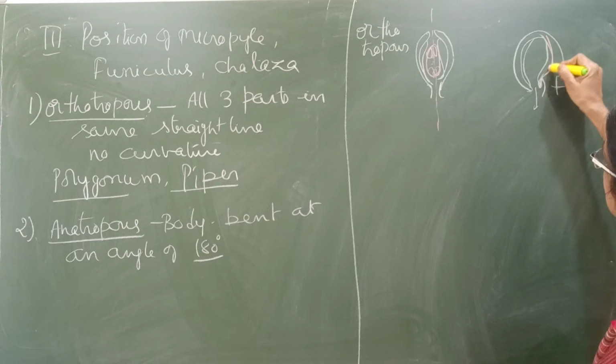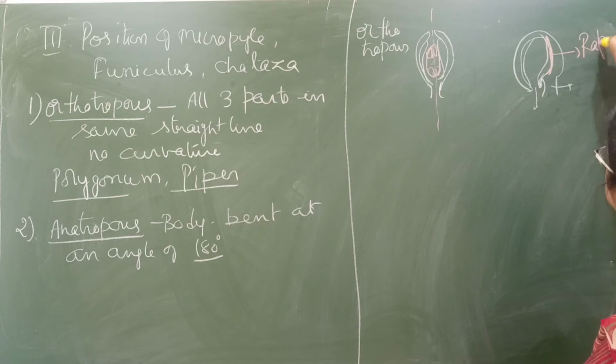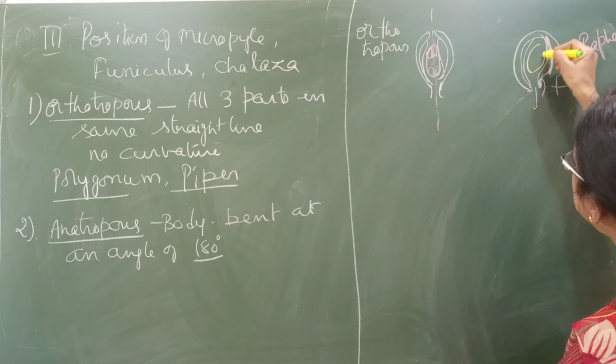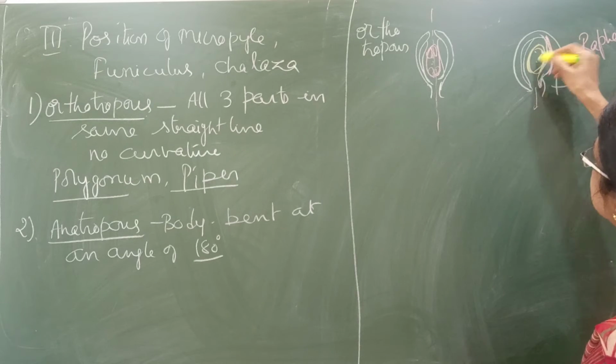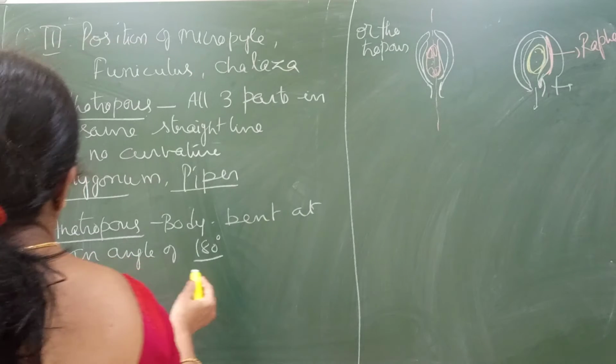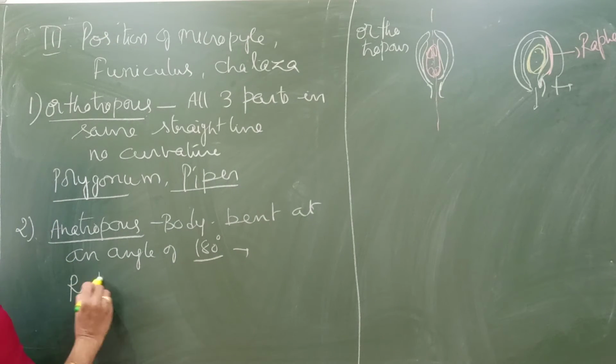And here we also find a structure called raphe. This is the embryo sac present, and we find a structure called raphe. So the body is bent at an angle of 180 degrees and raphe is present.